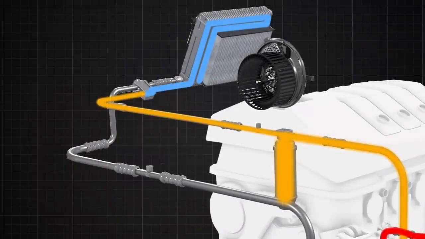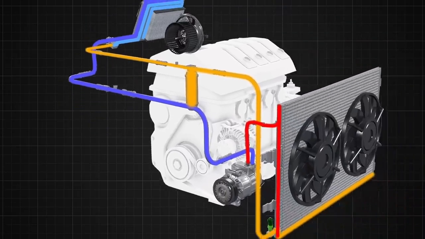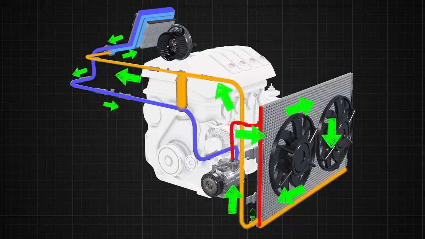The refrigerant, now in gaseous form, exits the evaporator and flows to the compressor again. The compressor receives the low-pressure gas, compresses it, and again sends it to the condenser, and the process repeats. The cycle continues as long as the AC system is turned on and the blower fan is operating.